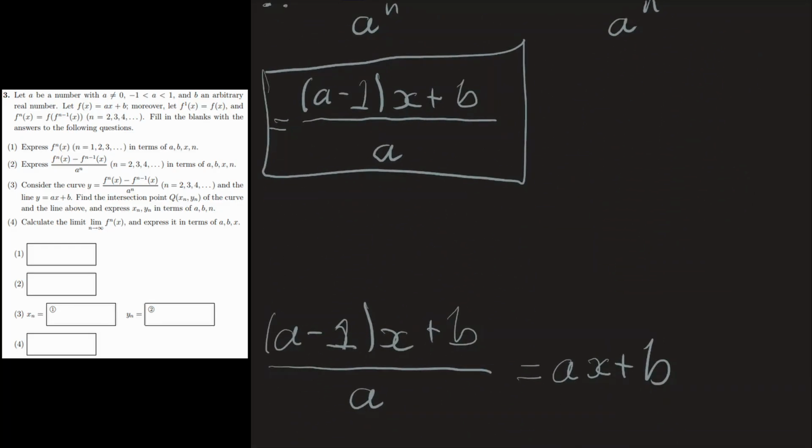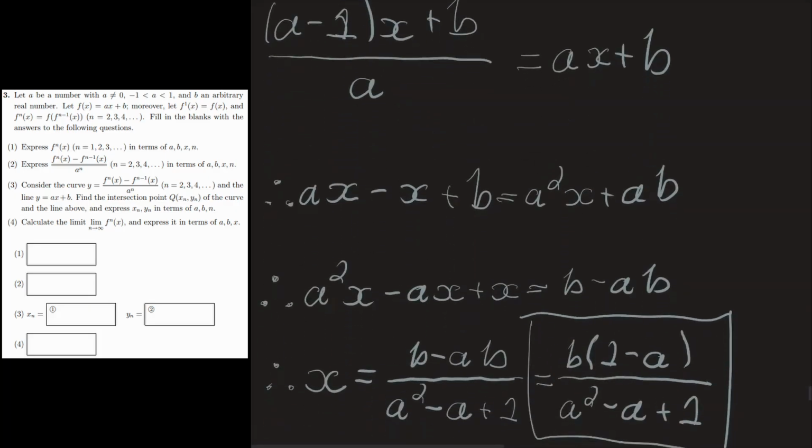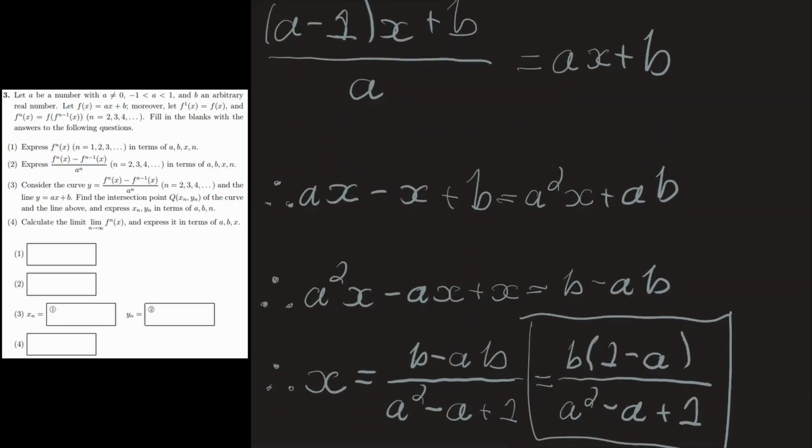And of course, that curve we just found. So we just take what we just found and make it equal to the line, which the question says is just ax plus b. So once we have this, all we need to do is rearrange for x. I'm not going to go through every step because it's some pretty basic algebra, but of course you can pause the video if you want to look at it closely. But anyways, once we rearrange for x, you'll see that it equals b times 1 minus a over a squared minus a plus 1. And that is the first part of the answer to this question.